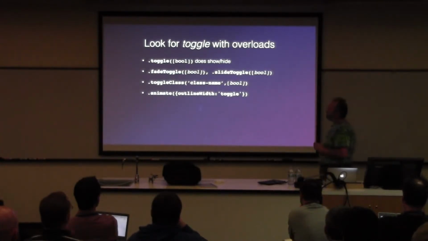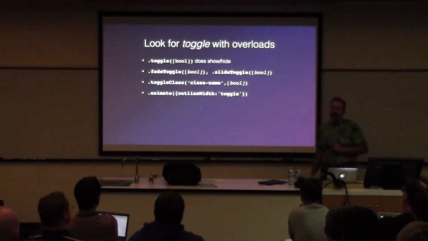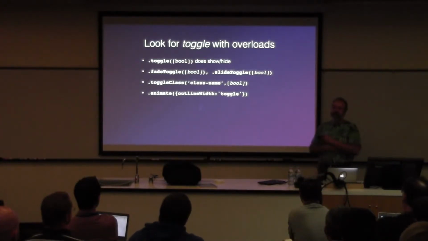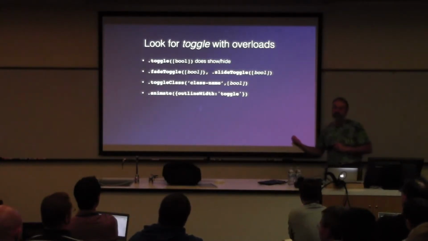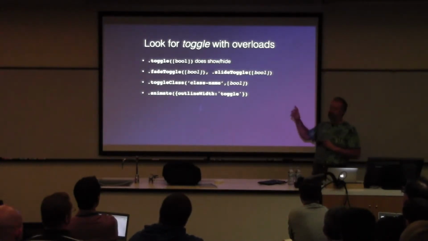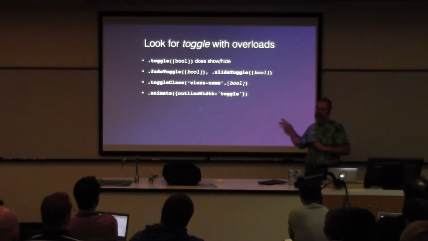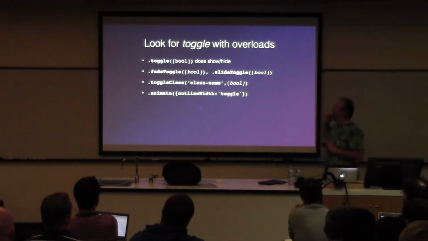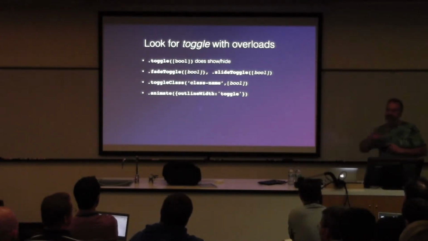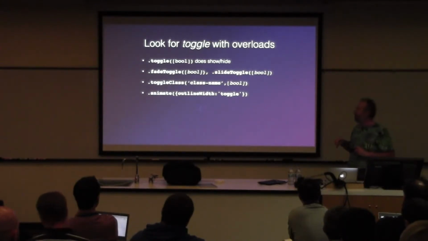Fade toggle and slide toggle. So there's fade in, fade out. And so fade toggle just does those operations based on the state that it's currently in. Like toggle does show hide, fade toggle does it for fade in, fade out. And slide toggle, there's a slide animation, and so it'll make it slide back and forth. It kind of keeps track of the state of it for you.